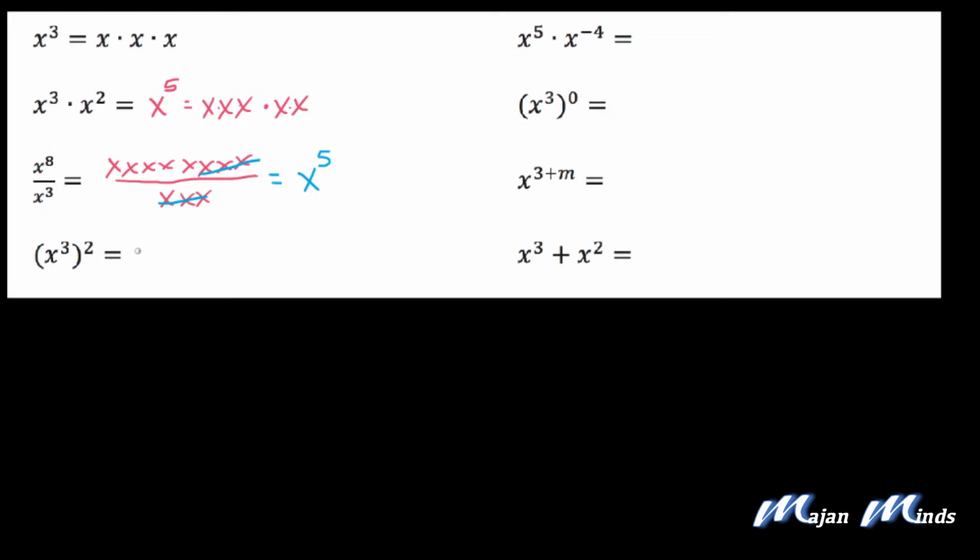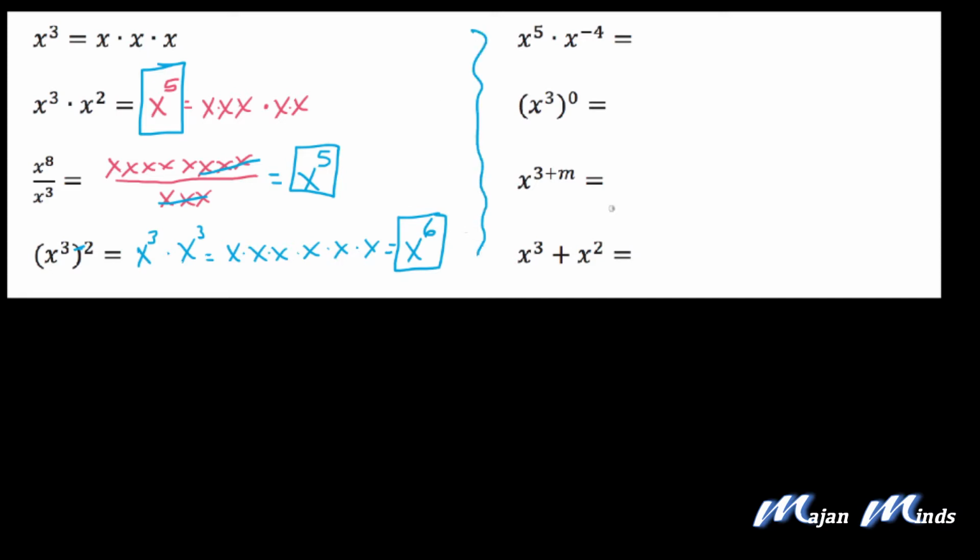What about down here? This means x to the third times x to the third, which is 3 x's plus another 3 x's, x times x times x times x times x times x. This is going to be x to the sixth. So something very important to see here, and that is on this one up here, what did we do with that 2 and that 3? We added them to get x to the fifth. Here, when you have a power to a power, what do you do with them? You multiply them, right like that. It becomes x to the sixth.